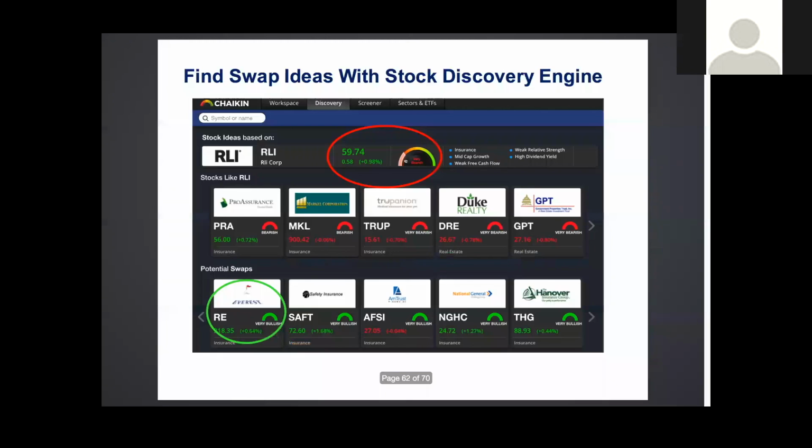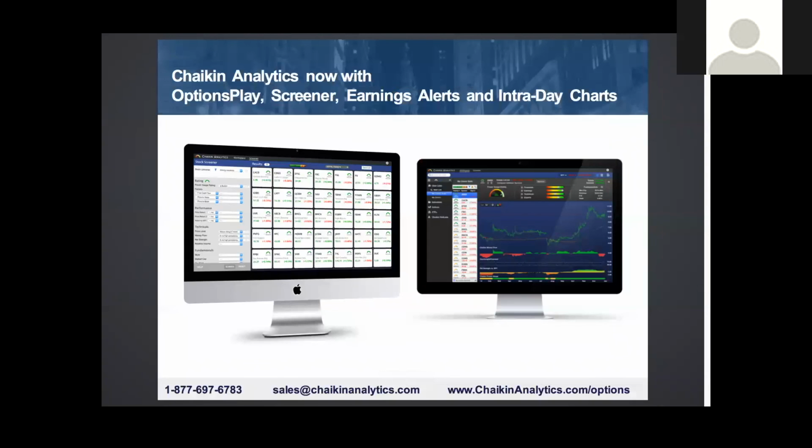And the discovery engine is a breakthrough concept that uses the same type of technology that Spotify uses to help you find music, or Netflix uses to help you find movies that you may like. We help you find stocks that you may like or swap out of, based on the power gauge rating and 40 other factors that we're looking at under the surface. So Chaikin Analytics, as you've seen, has OptionsPlay, screener, earnings alerts, intraday charts, news, and now a very powerful stock discovery engine.